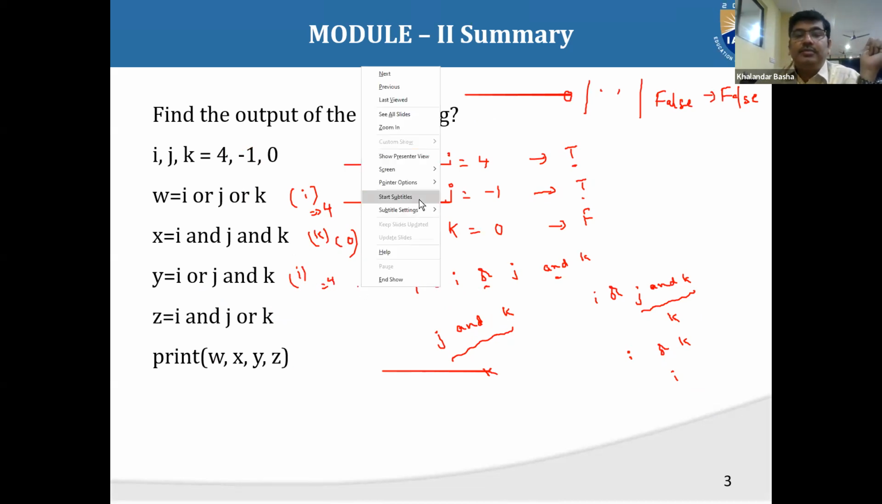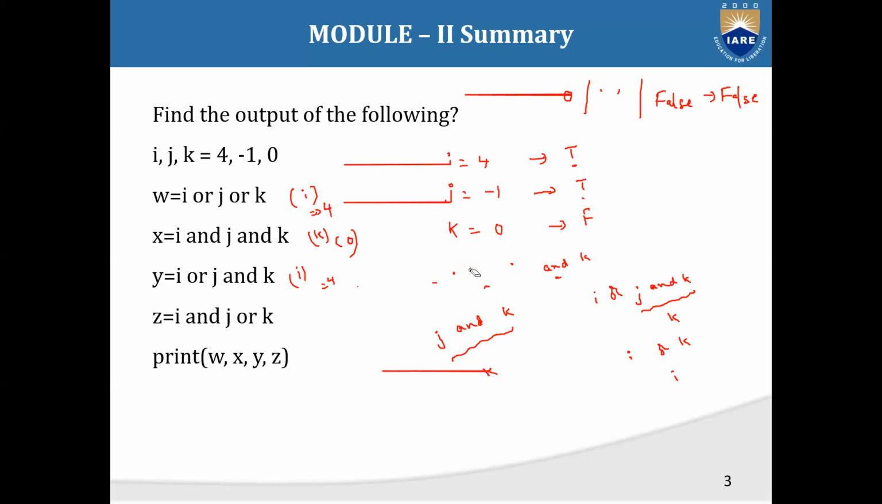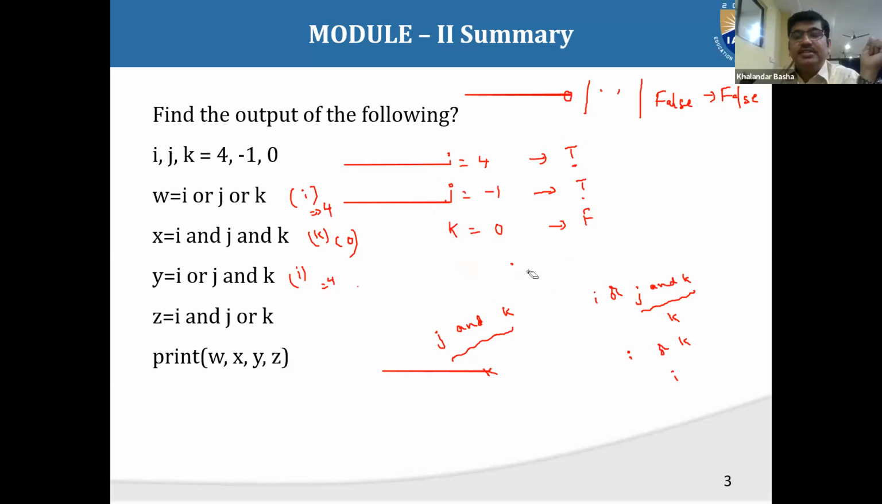Clear? Yes, sir. Now try to do the Z case. So what could be our output? Here also we have two expressions. Z is equivalent to I and with J or K.